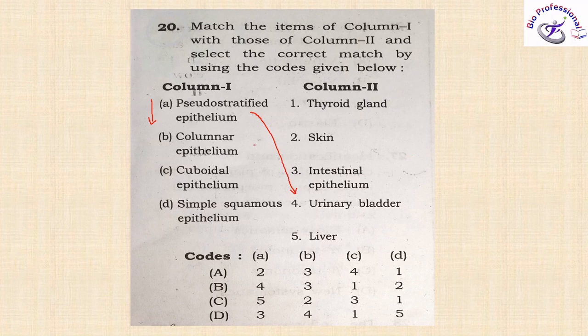Next, columnar epithelium you will find for intestinal epithelium. Then cuboidal epithelium you will find in case of thyroid gland, means C will be 1. And simple squamous epithelium you will find in case of skin, so D2. So option B is correct here.